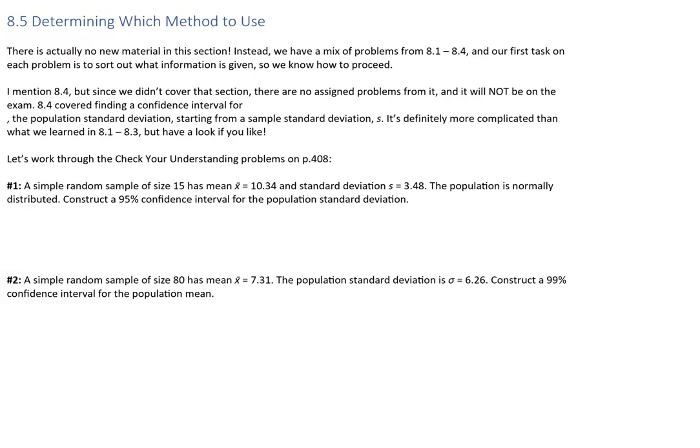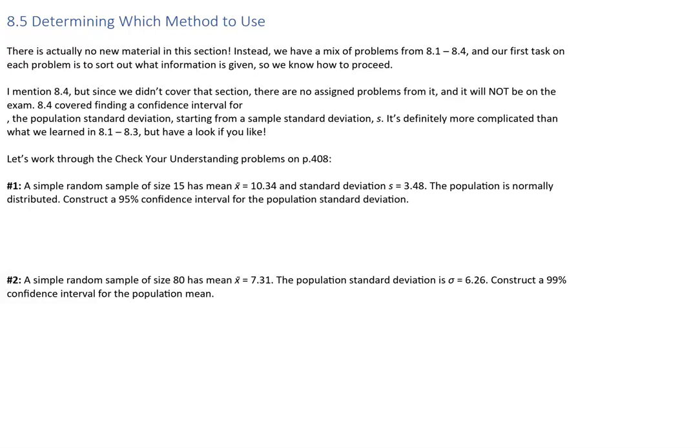Welcome to 8.5, Determining Which Method to Use. In this section, we look at a mixture of problems and we talk about how to recognize from the wording of a problem whether we're in 8.1 or 8.2 or 8.3, and then that tells us how to proceed. So as it says, there is actually no material in this section.